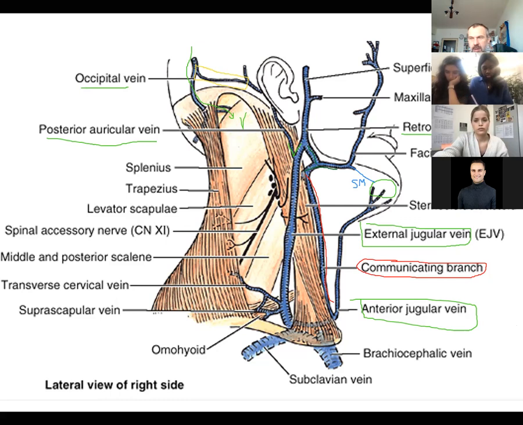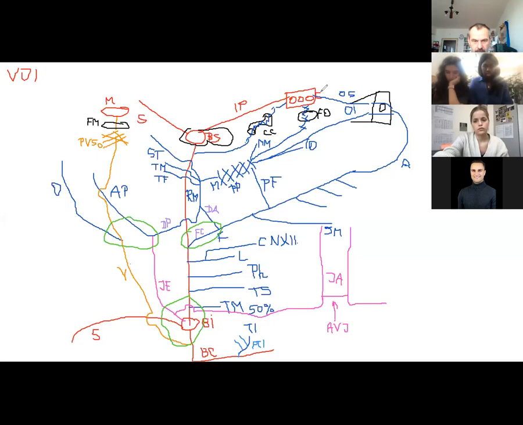Okay, what else can you see down here? Transverse cervical and suprascapular veins. I just forgot to draw these, so we go back to the scheme. And we have to draw these here. I use a different color. So usually into the external jugular vein, there is this suprascapular and transverse cervical.